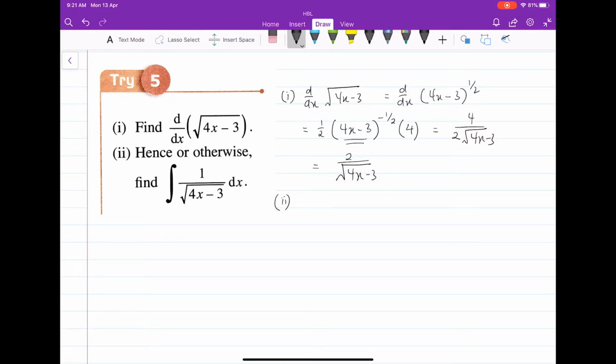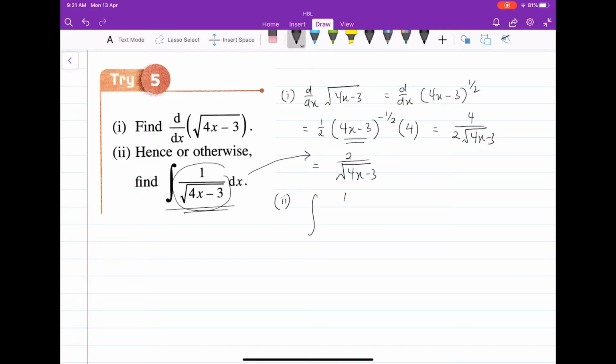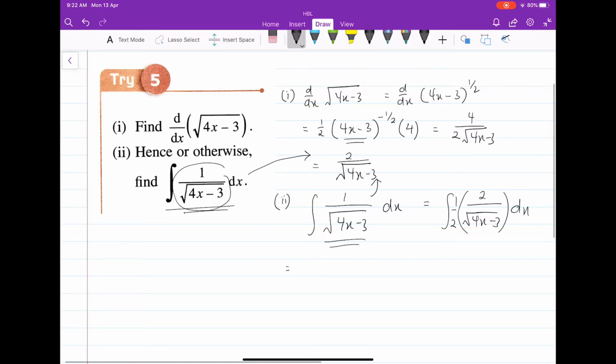Now with part 2, you can see that what they're asking to integrate looks very similar to this, except for the multiplication of 2 here, right? So what we need to do is change this to look like that. So let's integrate 1 over square root 4x minus 3 with respect to x. Now, to make this look like that, I need to multiply by 2. And to balance it off, I need to divide by 2. Does that make sense?